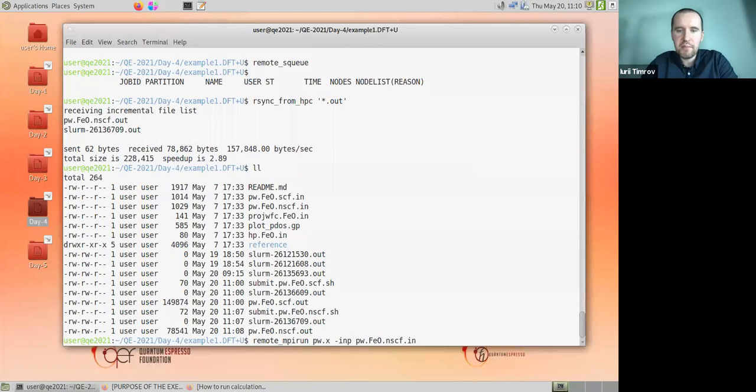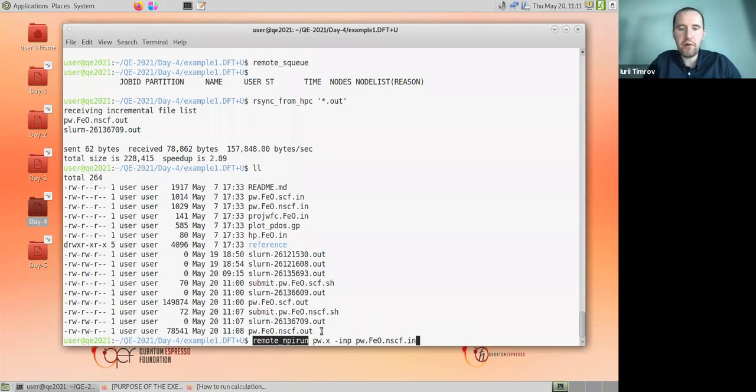Remote_mpi run. This is the special command created for this school because we are using the cluster. When we execute this command, what happens underneath is that the calculation is submitted in the cluster. So not on your computer, but via SSH, the message is passed to the cluster, one of three clusters that we use. And there are local scripts on the cluster which are submitted and the calculation is run there.